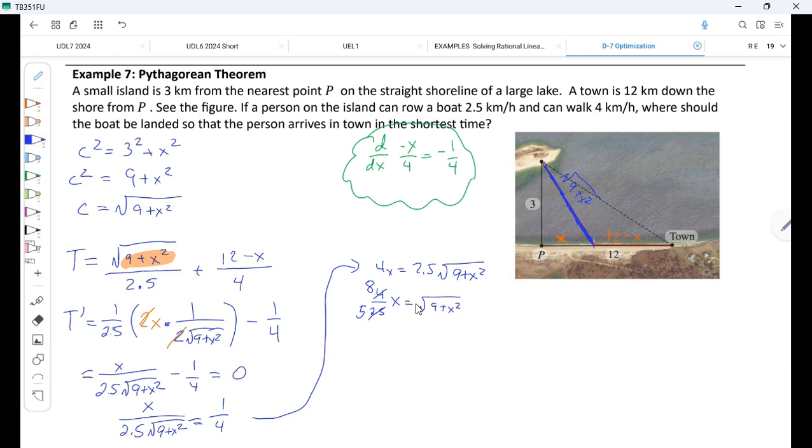I don't know if that was as good as I wanted it to be, but it's what I chose to do. I'm going to have to square both sides, so it's easier to square 5 than it is to square 2.5. So I just doubled the numerator and the denominator, which gives me the same fraction. And now we'll square both sides. 64/25 x equals 9 plus x squared. Sure feels like a job for the Pythagorean theorem, or for the quadratic formula in a minute.